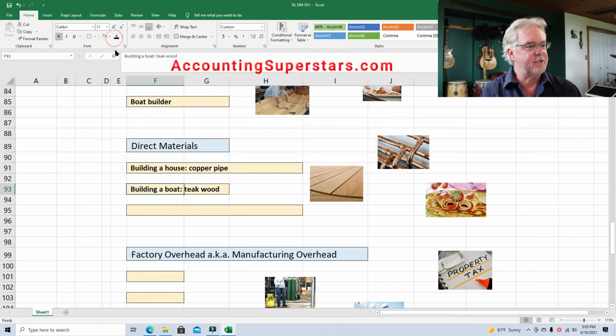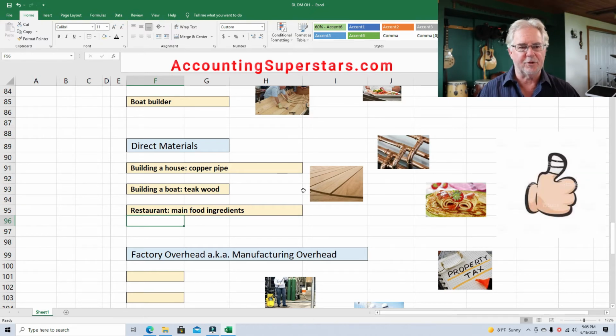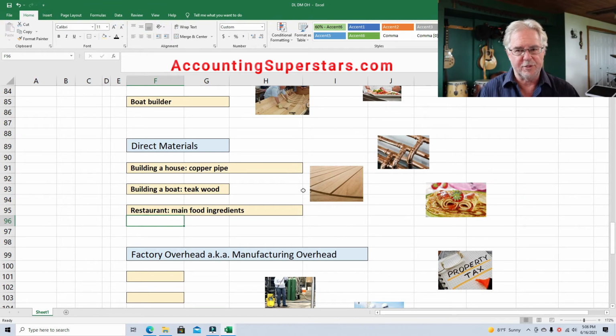And how about this? How about building a boat? The teak wood. Here's a picture of teak wood for a boat deck. And then here, restaurant. The main food ingredients. Now, I'm not talking about salt and pepper and olive oil and stuff like that, but I'm talking about the main ingredients. Like if they're cooking steaks, well, that'd be the steaks. Or potatoes, tracking the main food ingredients, the expensive things. Because that's part of the definition of direct materials.